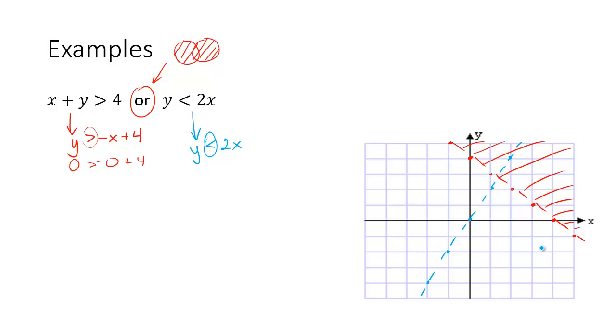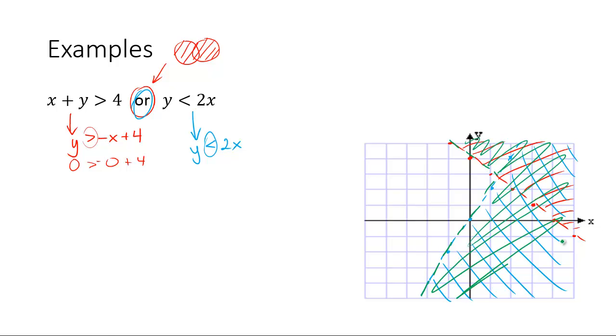And we already tested the points, so we know we're shading this part of the graph. But this time, because of this "or," the final answer is everything. So make sure the boundary is still dotted, but everything in that region there is in the final answer.